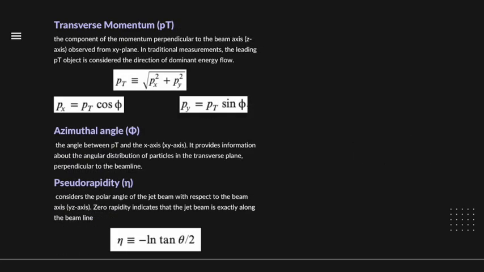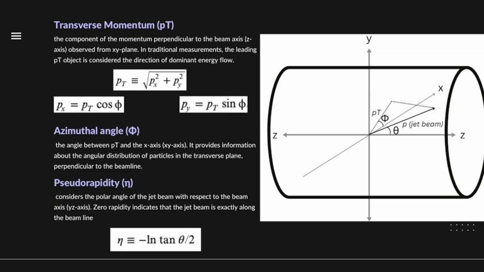To better describe the transverse momentum, azimuthal angle, and pseudo-rapidity, we can picture the collider as a kind of cylinder where the height corresponds to the z-axis or the collision beam axis. The xy plane or transverse plane is perpendicular to the z-axis, akin to viewing it from the top. The azimuthal angle is then in the xy plane, while pseudo-rapidity considers the polar angle of the jet beam with respect to the beam axis and is in the yz plane, given by theta.